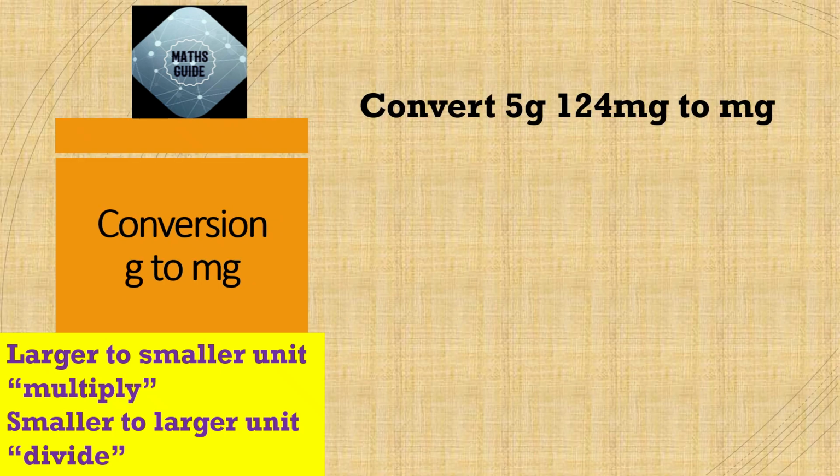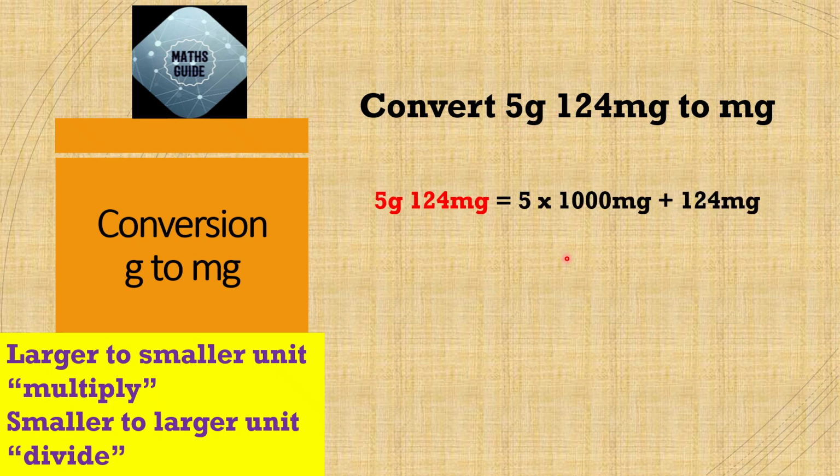Now another very important and very easy question. We have to convert 5 grams 124 milligrams to milligrams. Here we will change only this gram, as 124 milligrams is already in milligrams. So we will convert this gram to milligrams by multiplying this 5 by 1000. After multiplication by 1000 we get 5000 milligrams, and we will add the remaining 124 milligrams to it, and the sum will be 5124 milligrams.